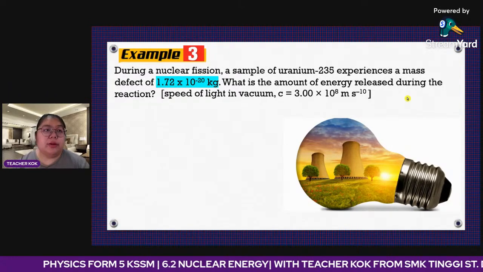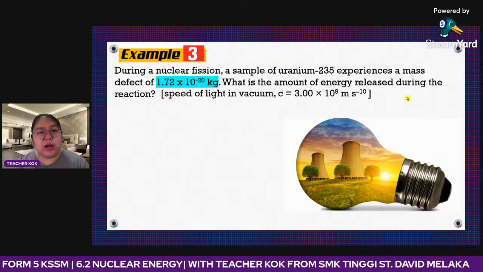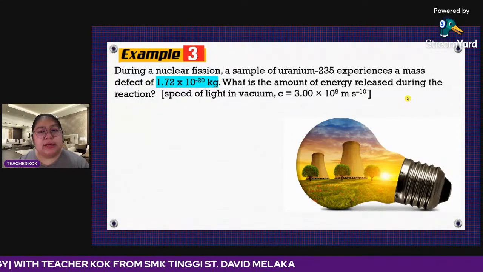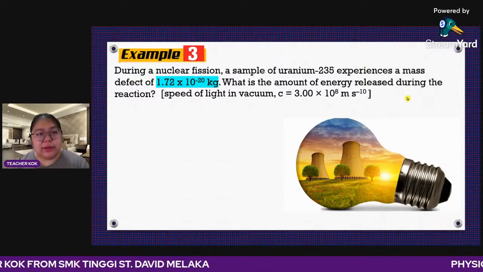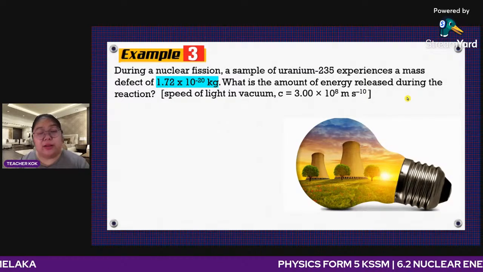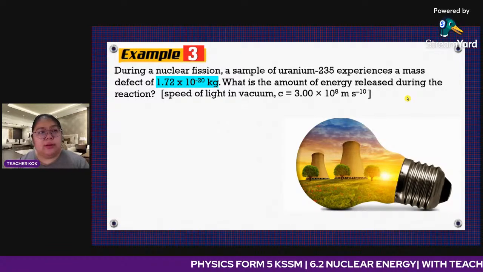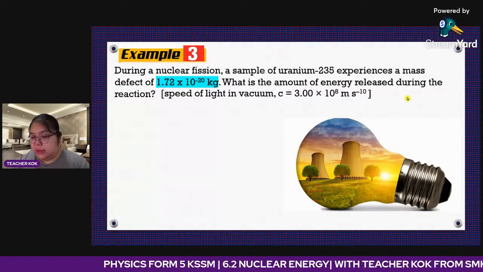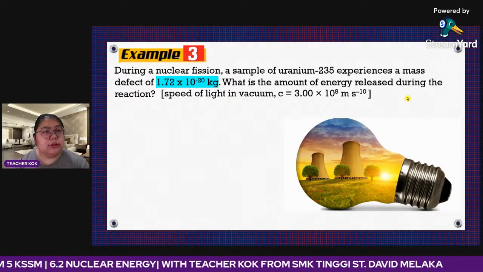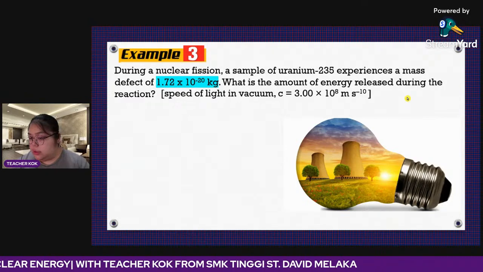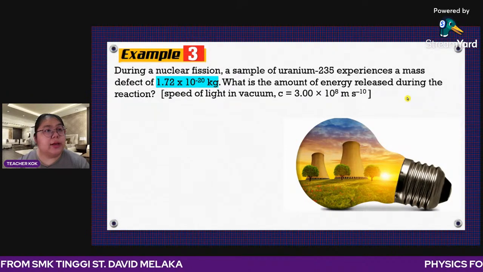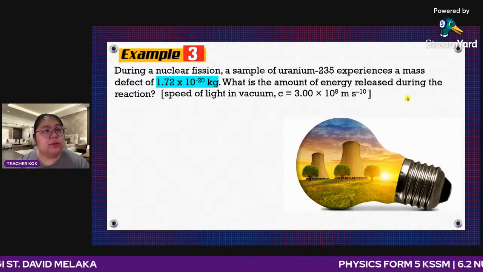They never do it. Okay, so for this one, example 3, how many can answer? Okay, straightforward, take the mass defect and multiply by the speed of light. How many can answer? You can type there.